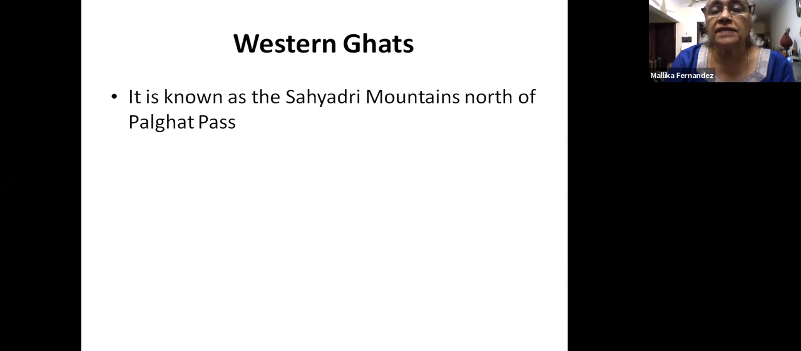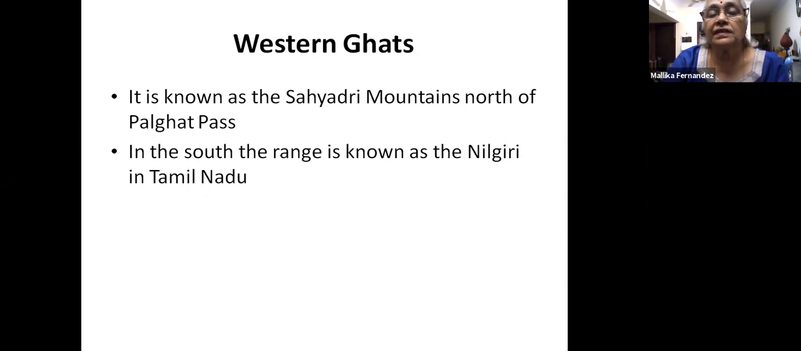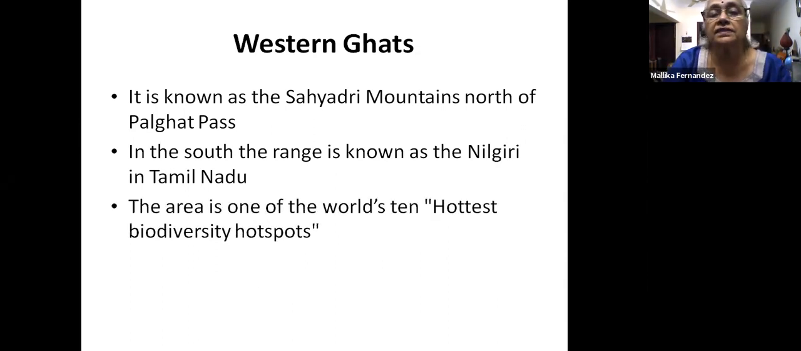Western Ghats, known as the Sahyadri Mountains, north of Palghat Pass. There are two parts, one in the north, one in the south. In the south, it is known as the Nilgiris in Tamil Nadu. This is one of the world's 10 hottest biodiversity hotspots. What do you mean by a hotspot? A hotspot means that it has the world's attention. The world is keeping an eye on this. Some activities are happening here to maintain the diversity. Biodiversity means having a large variety of living things. Of the world's hottest 10 biodiversity spots, the Andaman and Nicobar Islands is one, and the Western Ghats is also a part of it.